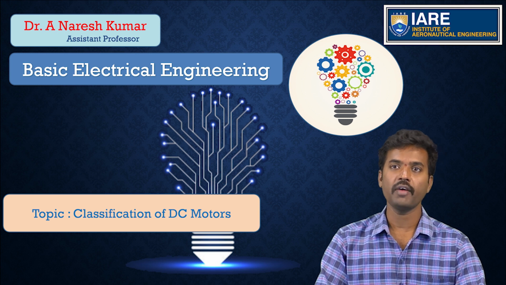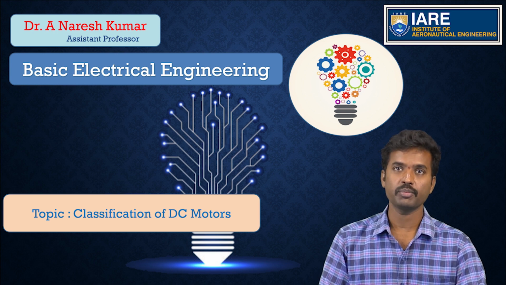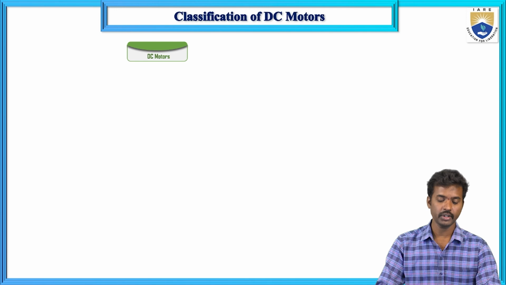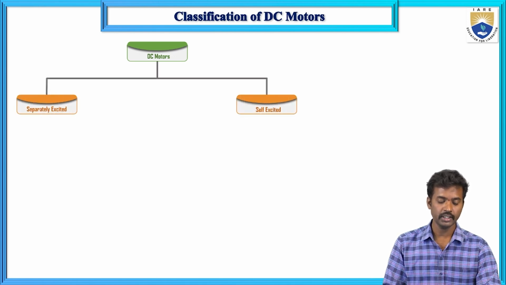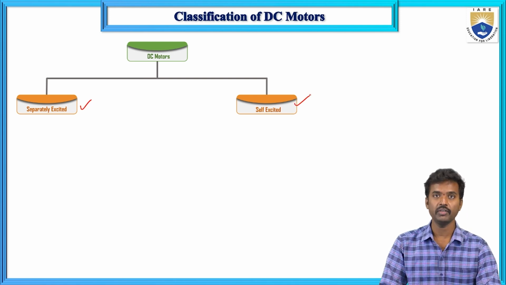Today we are going to have a discussion on classification of DC motor, that means types of DC motor. So what are the types? First, depending upon the field winding and armature winding connection, there are two types of DC motors. First one is separately excited DC motor and self-excited. There is no connection between field winding and armature winding.